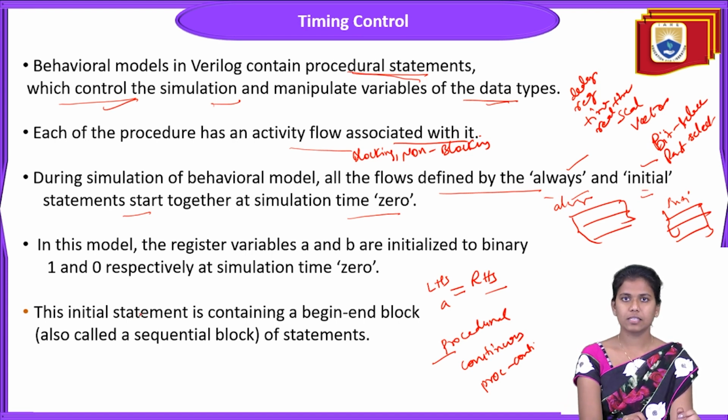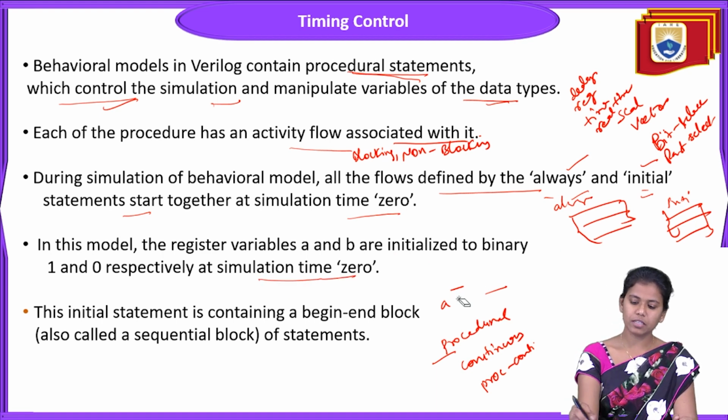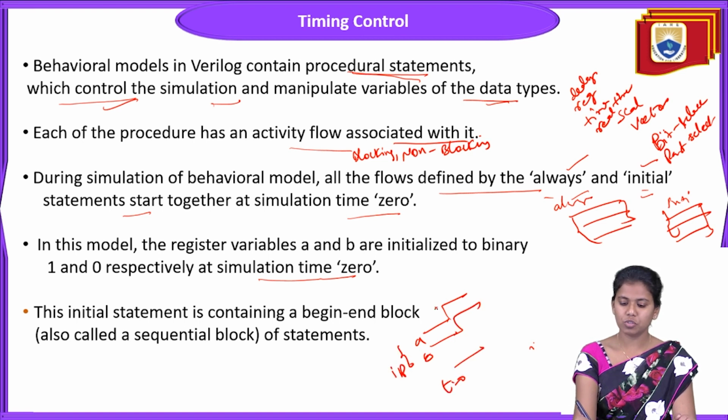Next, in this model, the register variables A and B are initialized to binary 1 and 0, and the simulation time to 0. Here we see the input and output with respect to the simulation time. Suppose this is A and B. These are my inputs, and my time t equals 0 starts with respect to the input. Without time t equals 0, the procedure will not start.